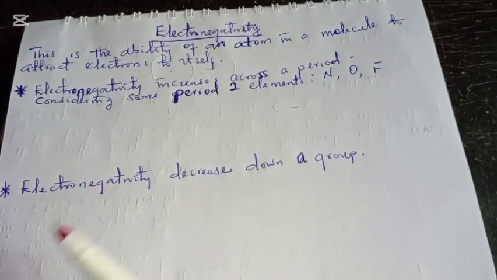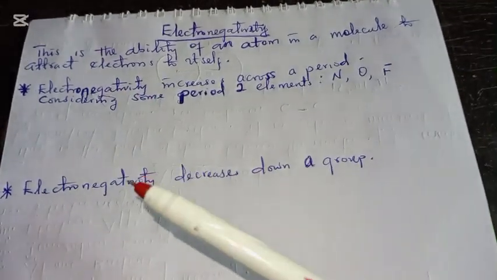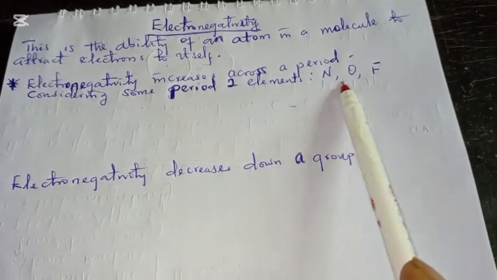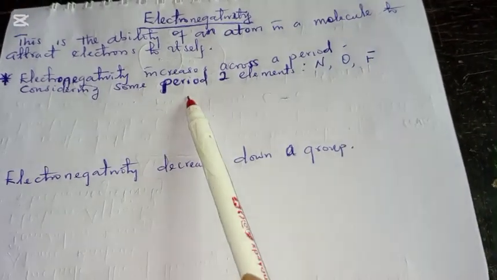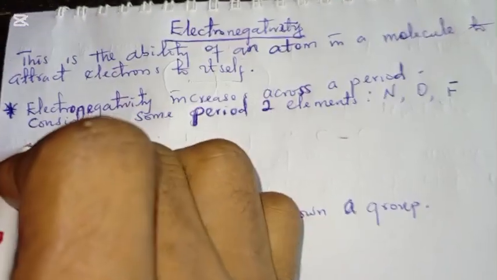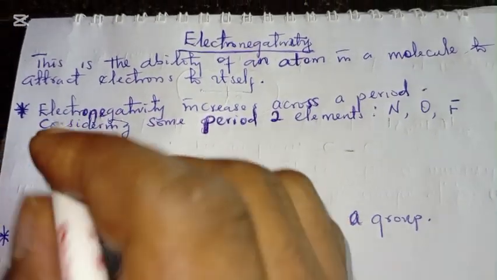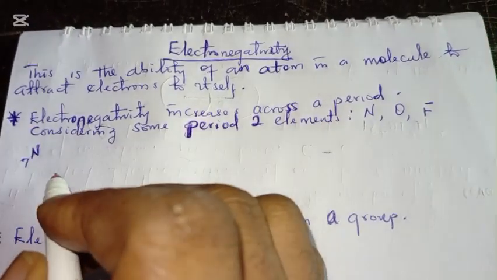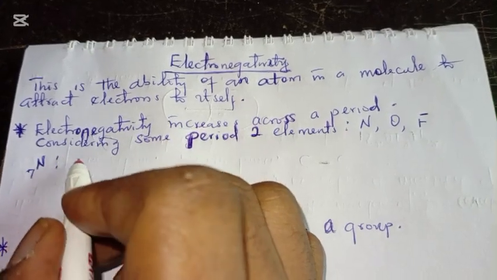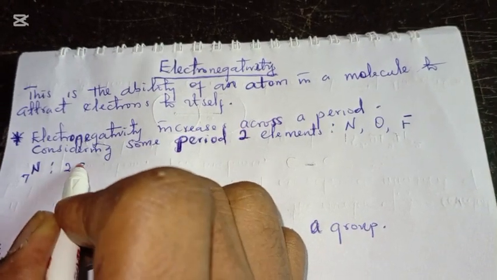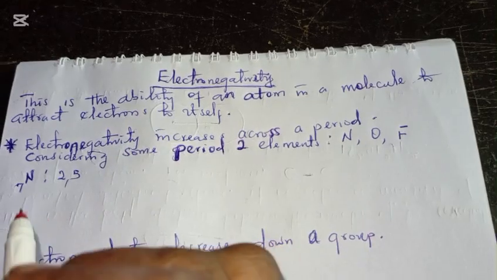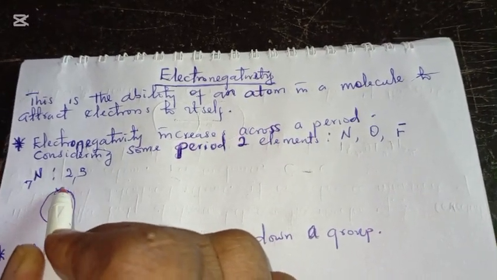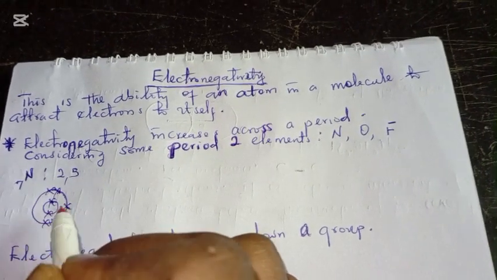Now, how can we be convinced about that fact? Let us consider some period 2 elements such as nitrogen, oxygen, and fluorine to attest to that fact. First of all, nitrogen has atomic number of 7. On that note, the electronic configuration with respect to shell diagram is 2, 5. If you draw the shell, you are going to have 2 electrons in the first shell, and in the last shell, which is the second shell, we have 5 electrons, as you can see presented here.